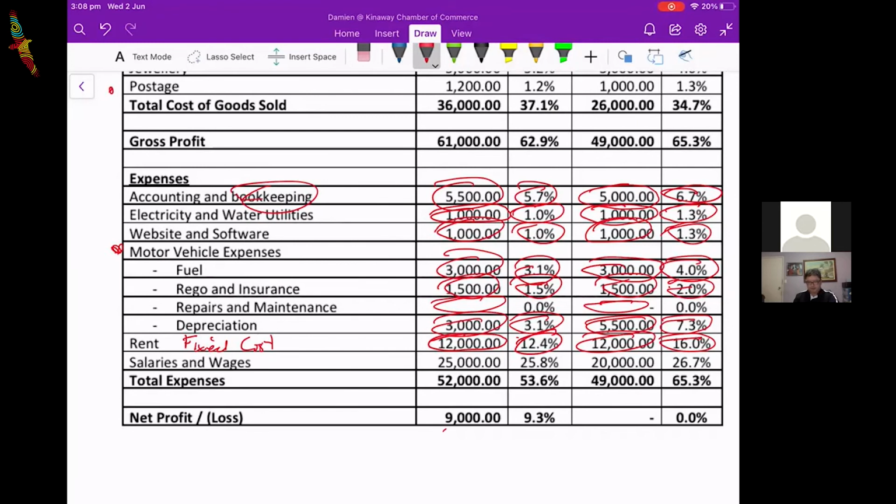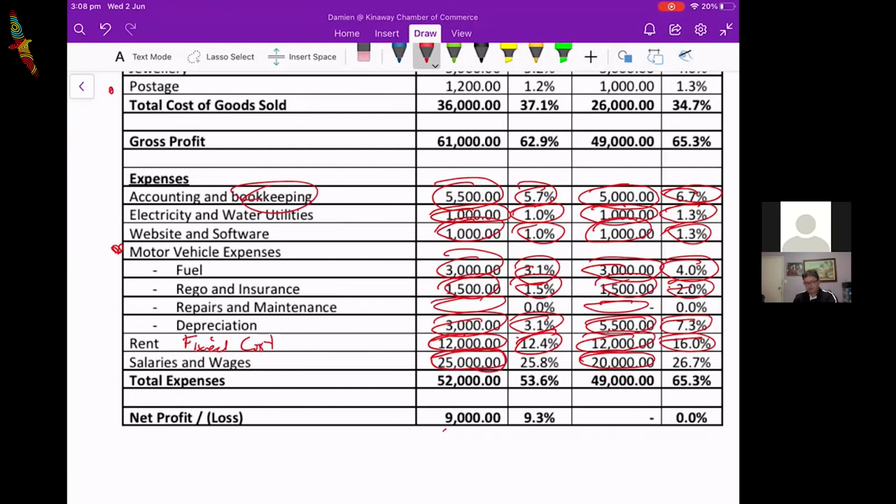What's happened with salaries and wages? Salary and wages last year were $20,000. This year they've increased to $25,000. So we see that Mary has potentially increased her wage because nothing has changed. So she hasn't put on another staff member. It's only been the increase in sales. She's decided to give herself an increase in her salary or wage from $20,000 to $25,000.